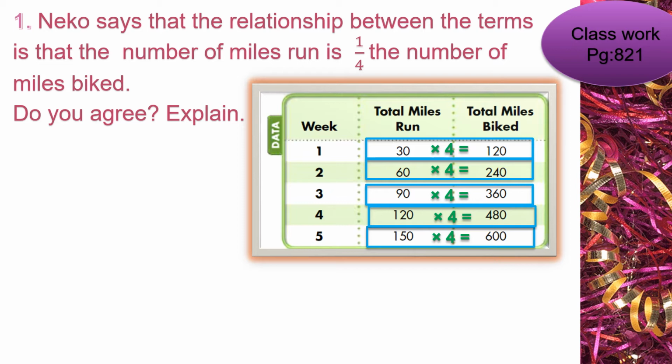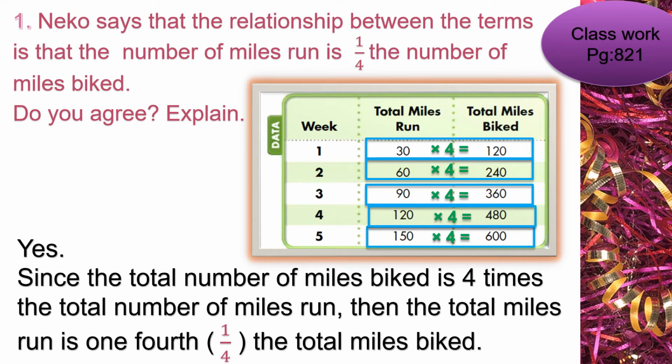So do you agree Nico is right? Yes, Nico is right because since the total number of miles biked is 4 times the total number of miles run, then total miles run is 1/4 the total number of miles biked.